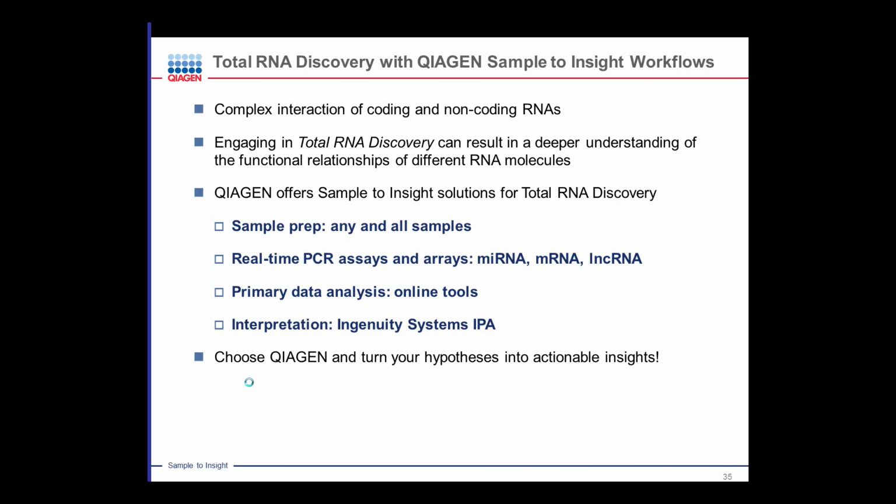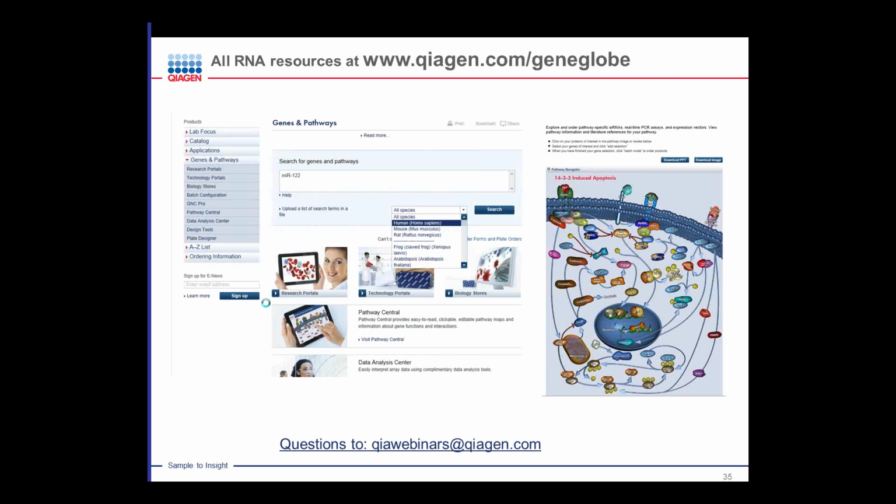And just a final word before I turn this over to James, and that is that any gene-specific reagent or product that we offer at QIAGEN is contained at one resource called GeneGlobe. You can find this on QIAGEN's website, and you can search for genes or pathways, identify the relevant genes, look at pathway maps and figure out what they're related to, and access all of the species information as well.